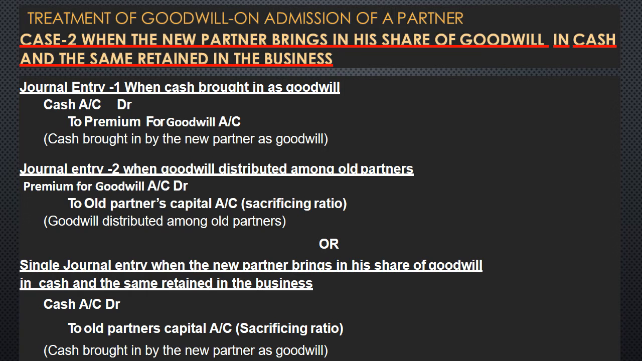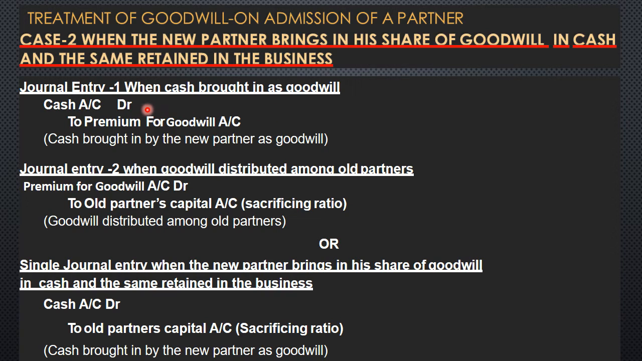Now, case 2. In case 2, the new partner brings his share of goodwill in the form of cash and that amount is retained in the business. Or we can say, when only one thing is given to us, that much amount is brought by the new partner for the purpose of goodwill and nothing else is given, we always assume that amount is retained in the business. In such a situation, the first entry is when he brings cash for the goodwill.